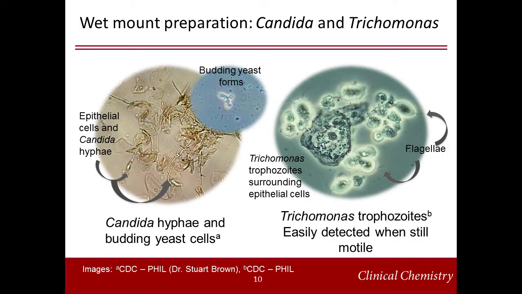Here we see photographs from wet mount microscopy showing Candida hyphae and budding yeast cells on the left-hand side, and Trichomonas trophozoites on the right-hand side. Trichomonas trophozoites are pear-shaped and highly mobile. However, once outside the body, they round up and quickly lose their motility and are likely to be missed on microscopical examination.